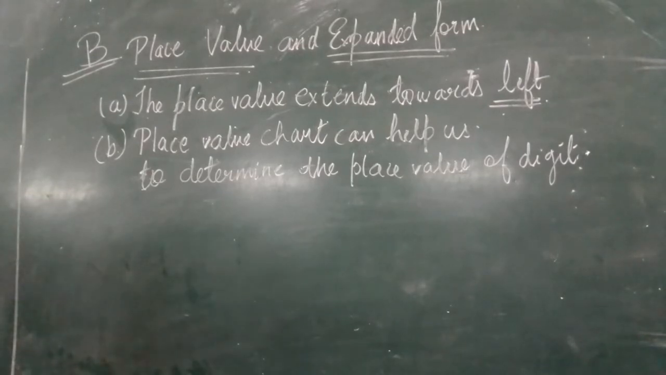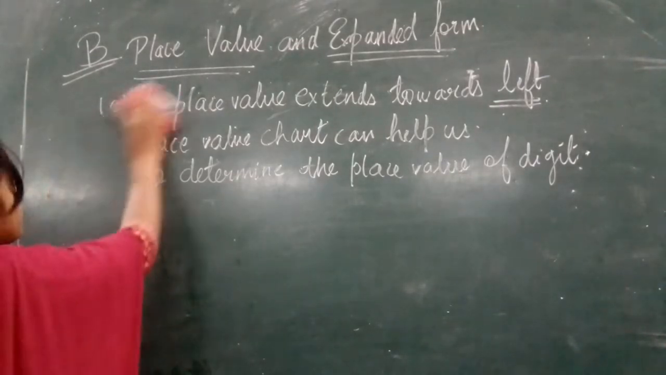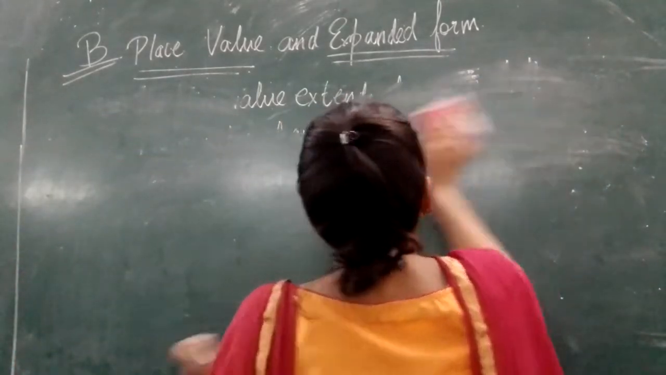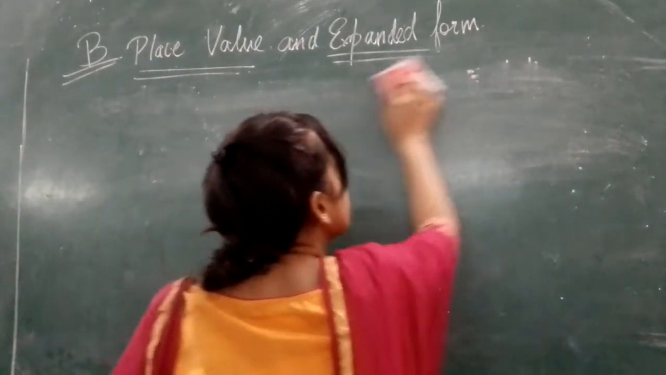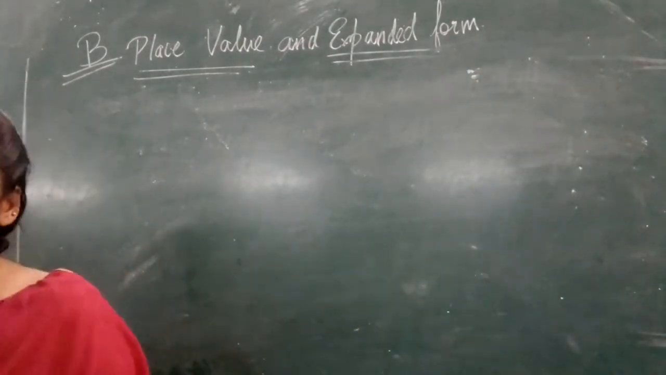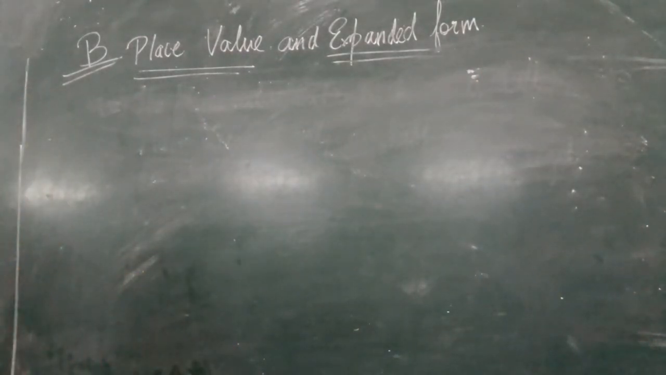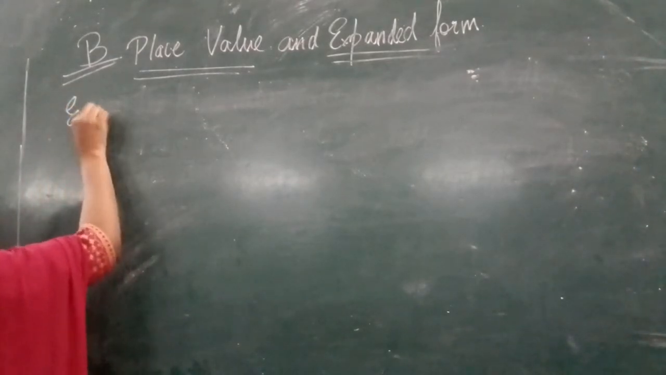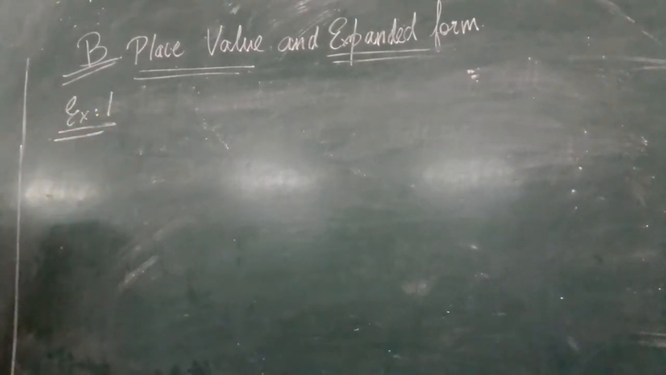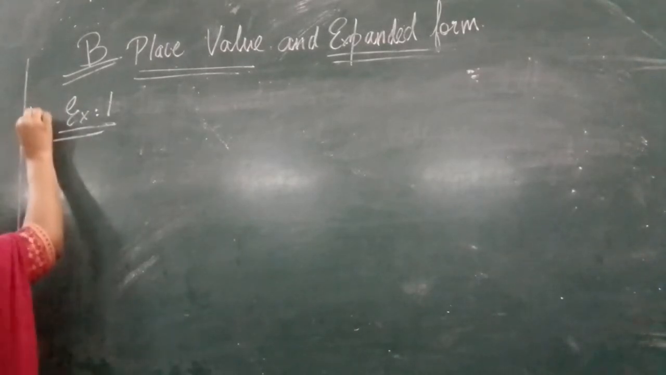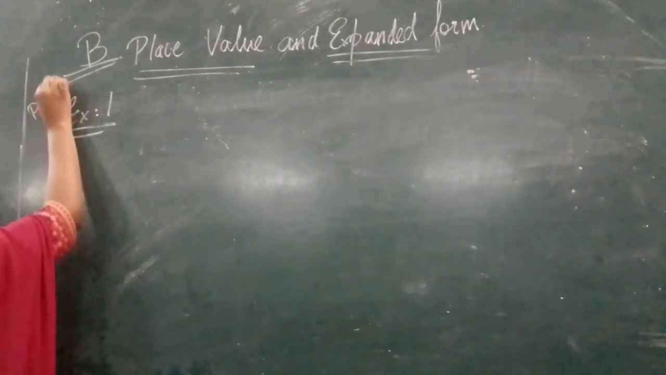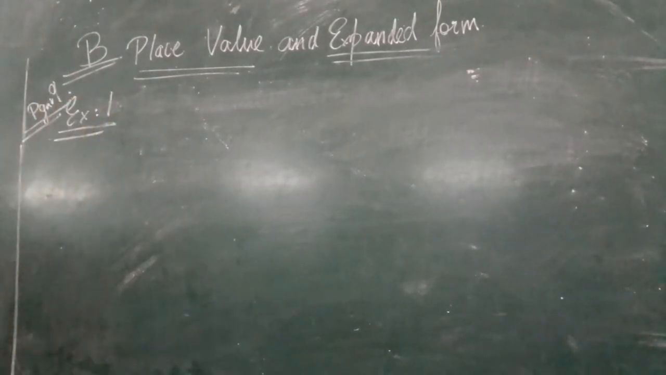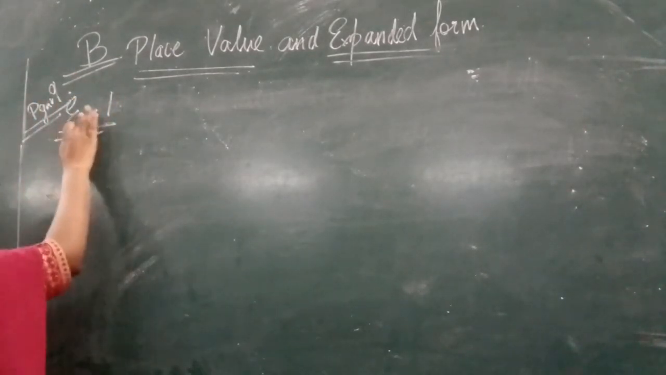Now we will solve the sums in your textbooks. Okay. Now this is solved examples. Okay. So this is example 1. Page number is 9. So I am writing here page number 9. This is example 1. Okay, I'll put easy.